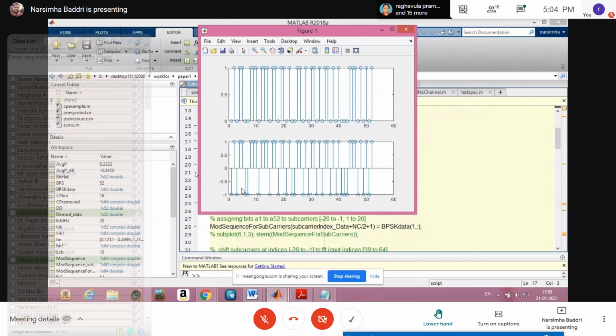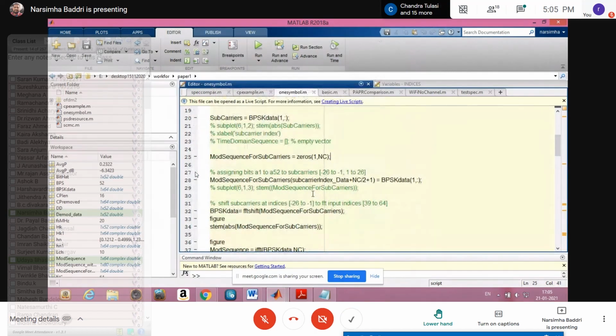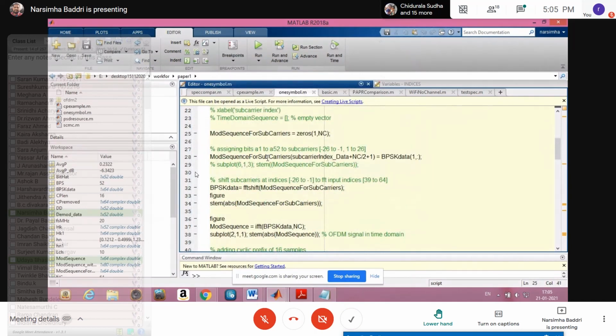This is the data of zeros and ones, total 52 bits, the binary data stream. Below that is how we are mapping it to BPSK, plus 1 and minus 1. Zero will be mapped to minus 1 and 1 will be mapped to plus 1. So this is the original binary data stream, and this is the BPSK modulated signal. And here, subcarrier assignment will be taken.